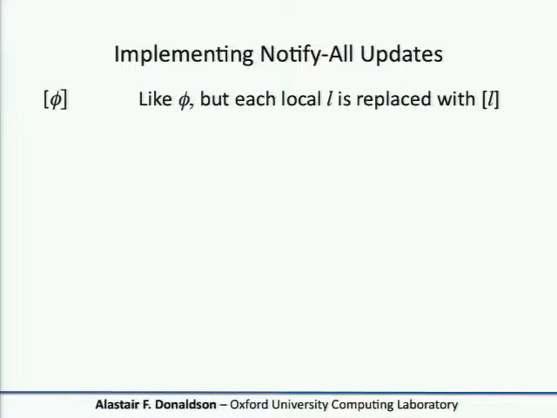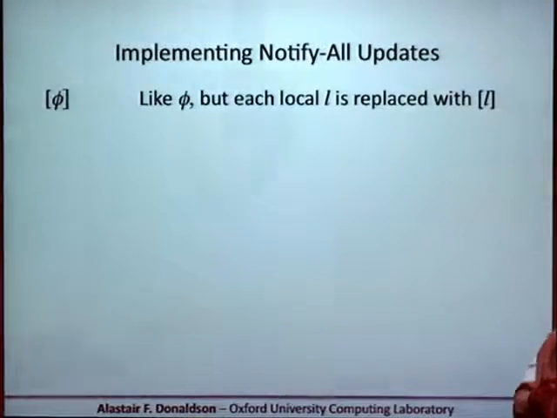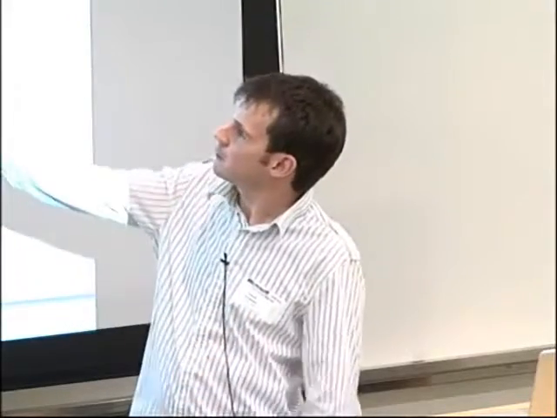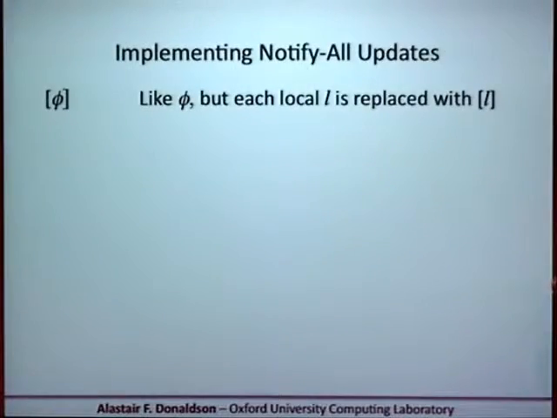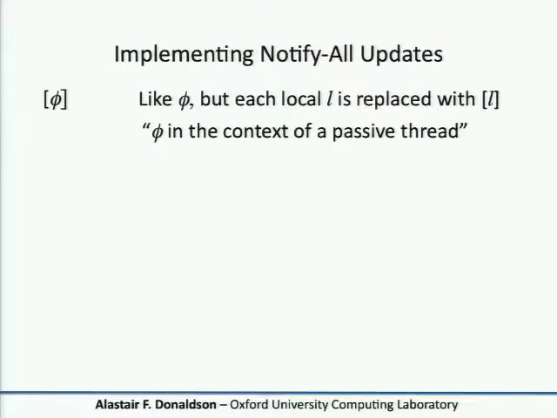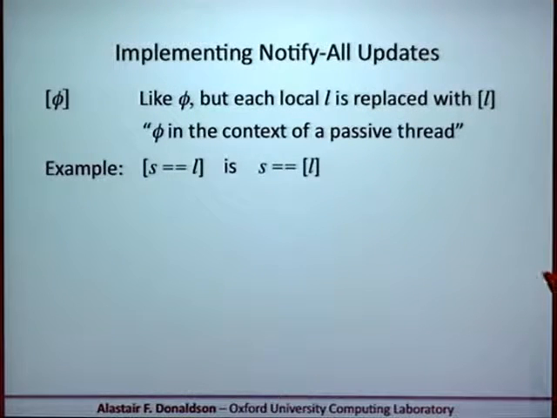So I'm going to introduce a bit of notation. Suppose phi is a predicate. If I put phi in square brackets, what I mean syntactically is a formula like phi, but every local variable L is replaced with L in square brackets. So this is phi in the context of a passive thread. It's like another thread's take on phi. For example, if we had the predicate S is equal to L, if I put that in square brackets, I mean S is equal to passive L. So now that's really mixed, because S is a C program variable, and bracket L is a Boolean variable. No. This would be a predicate over the C program. So S is a shared variable, and L is a local variable in the C program.